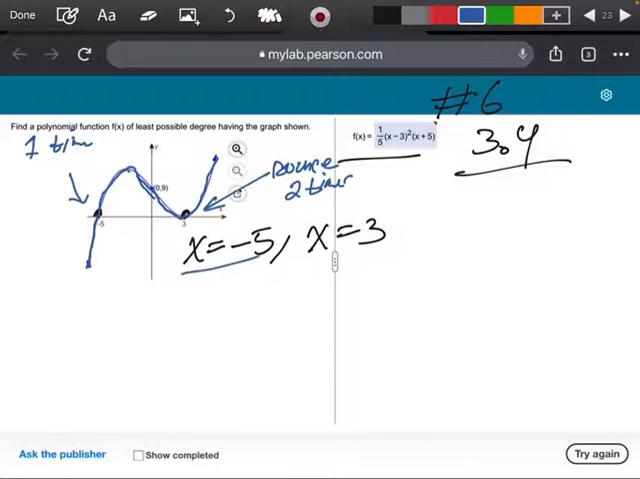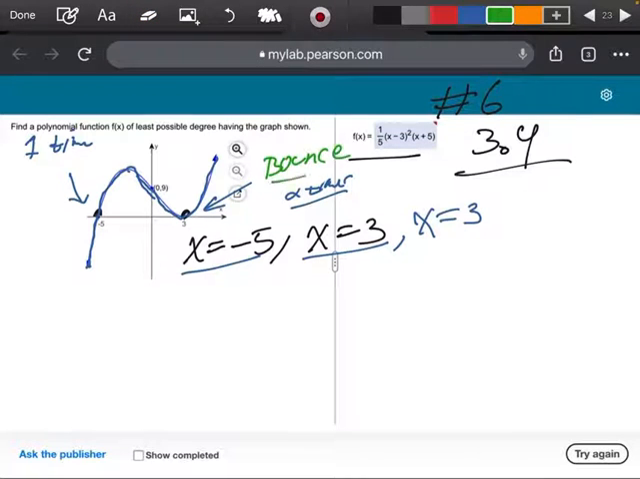One of them is x equals -5. The other one is x equals 3. But the x equals 3 repeats. It happens 2 times because of that bounce right there, okay? Because if I have a bounce, it's going to occur 2 times, okay?